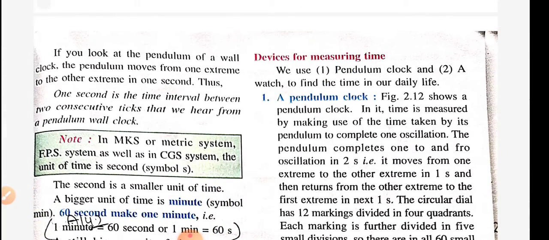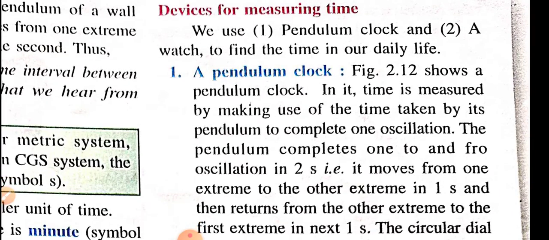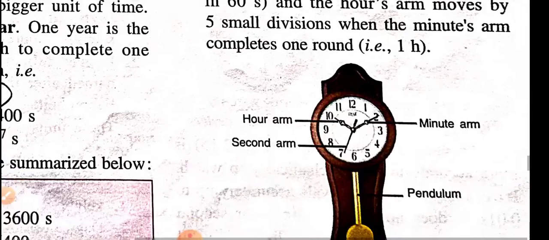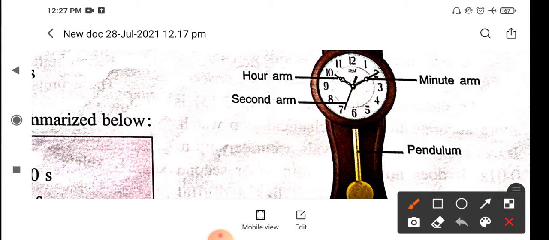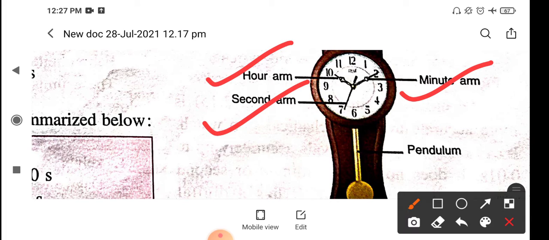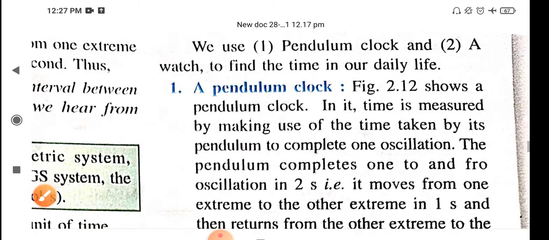Now the next heading is devices for measuring time. The first device is the pendulum clock and the second device is the watch, and there are many types of watches. Firstly we discuss the pendulum clock. See the pendulum clock in your figure. This is the pendulum clock, this is the minute arm, this is the hour arm, this one is the second arm, and this is the pendulum of the clock. So firstly we discuss the clock.